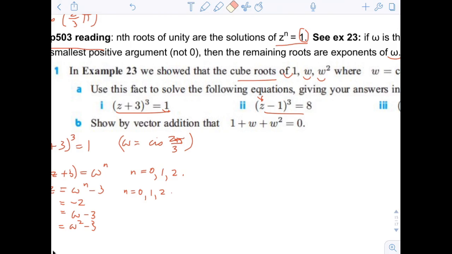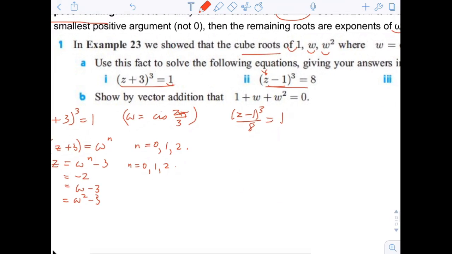Okay, for this one, remember that we need to express it as z to the n equals 1. And this one basically has a complex number cubed equals 8. So the first thing we need to do is make sure that the right side is 1. So we're going to divide both sides by 8. So we're going to get z minus 1 cubed divided by 8 equals 1. Okay, then we're going to group the z minus 1 with the 8. So we get z minus 1 divided by 2 cubed equals 1.